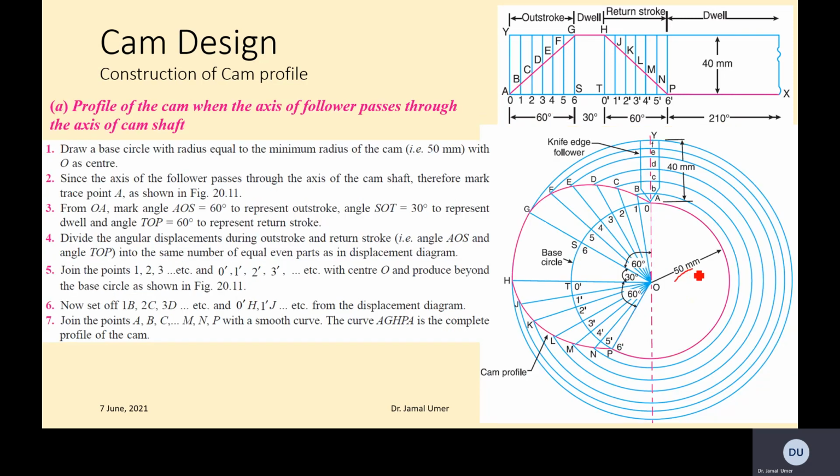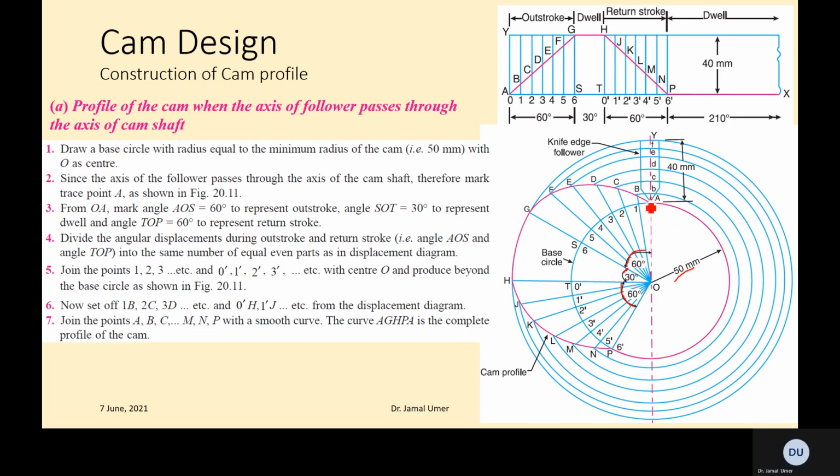With the known base circle radius of 50 millimeter, you draw the base circle, and starting from A you mark 60 degrees for the forward stroke, 30 degrees for the dwell, and 60 degrees for the return. You make the same number of equal parts as in the displacement diagram. You see this pink color, which shows the cam profile.